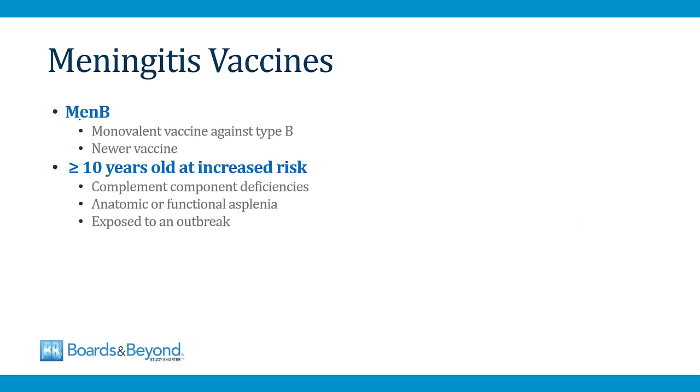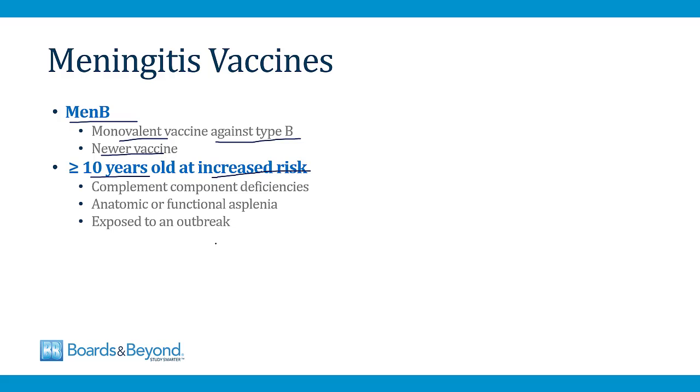There is another meningitis vaccine called the MenB vaccine. This is a monovalent vaccine that protects against serotype B, which is not covered by the traditional quadrivalent type vaccines. This is a newer vaccine, and it's really only used in niche special circumstances. The main indication is children 10 years of age or older who have a high risk of a meningitis infection.